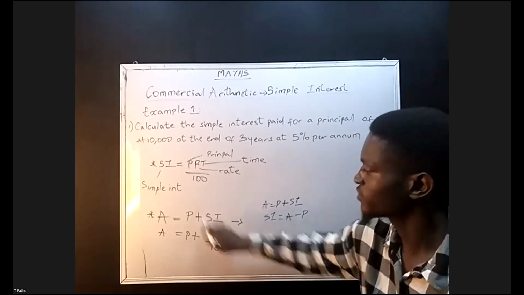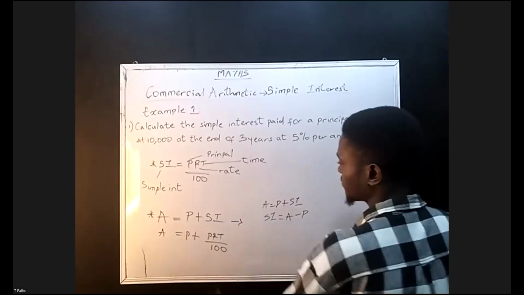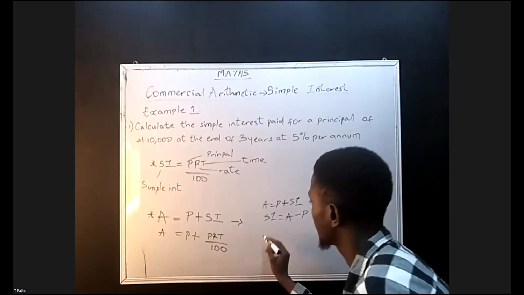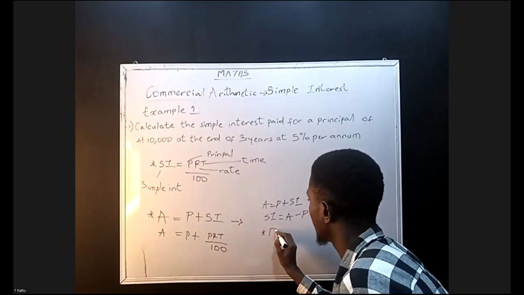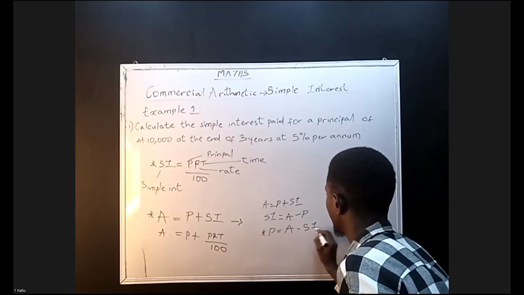Same thing for principal. If you are given the amount and the simple interest and you are asked to look for the principal, you just have to make the principal the subject of formula. So the principal will be equal to A minus the simple interest.